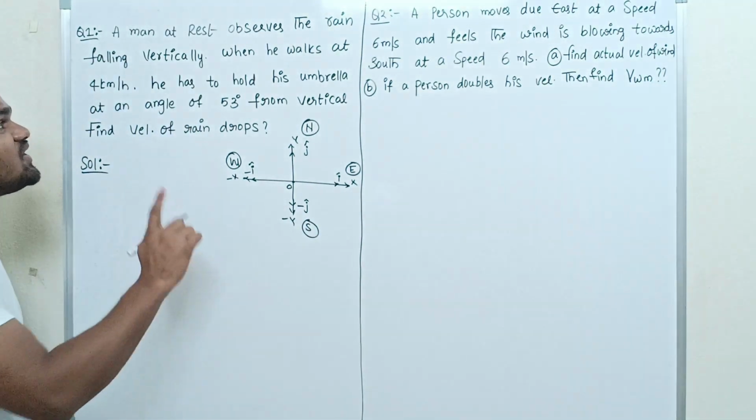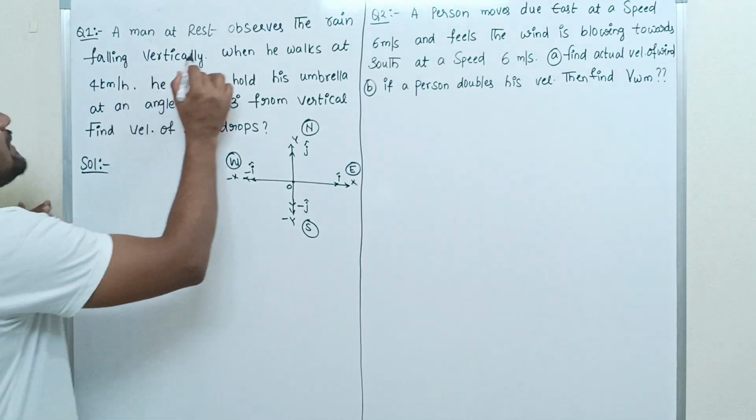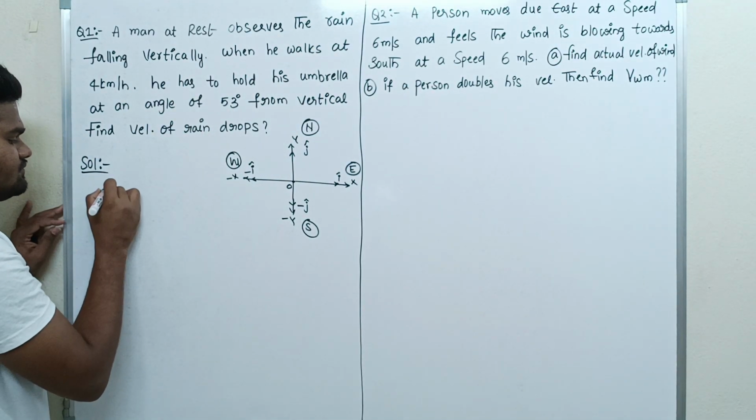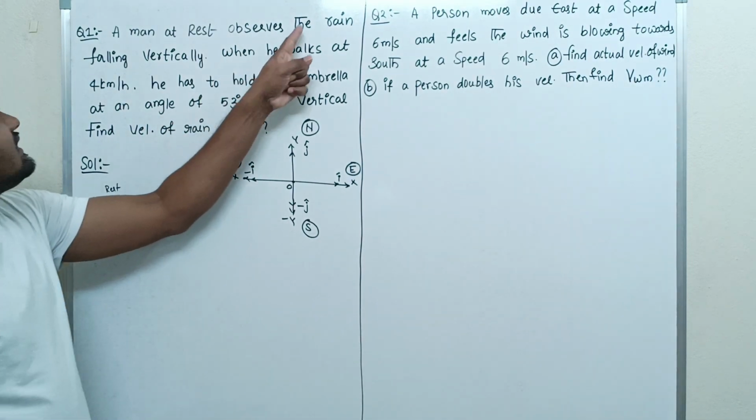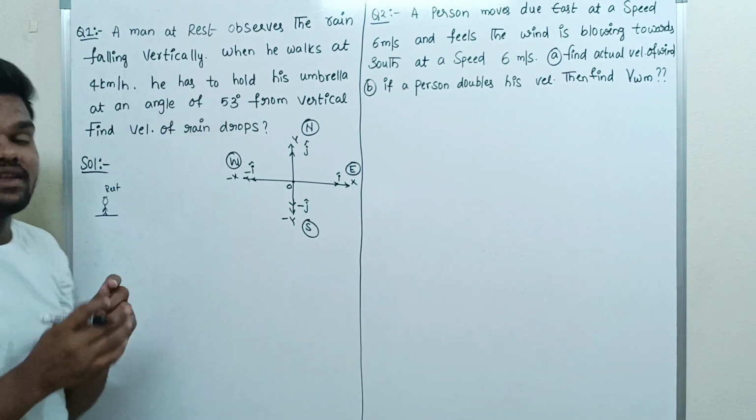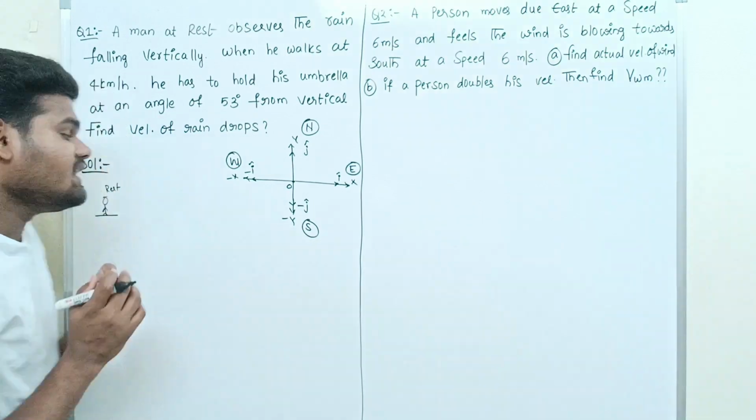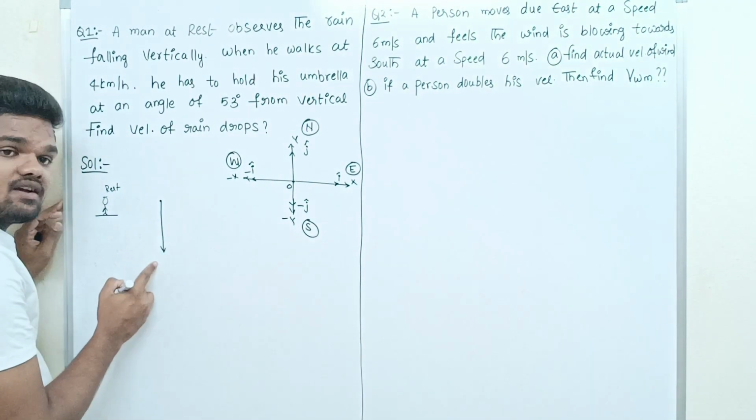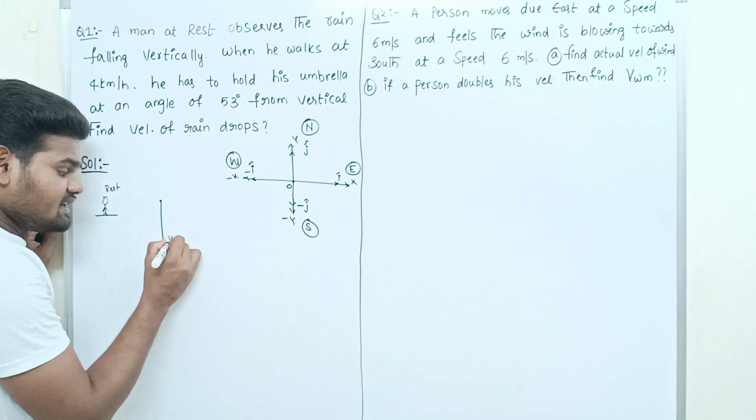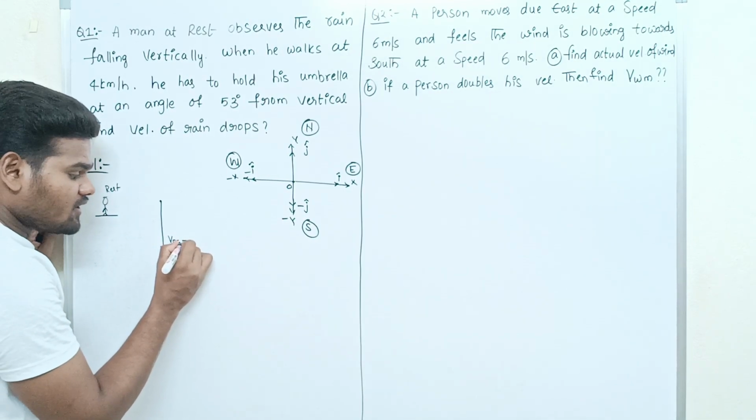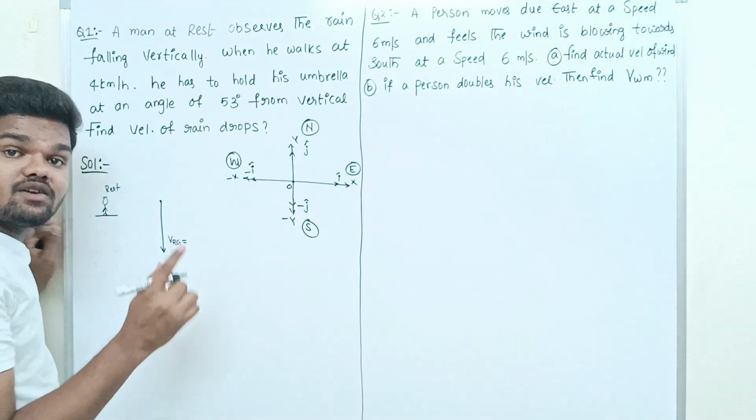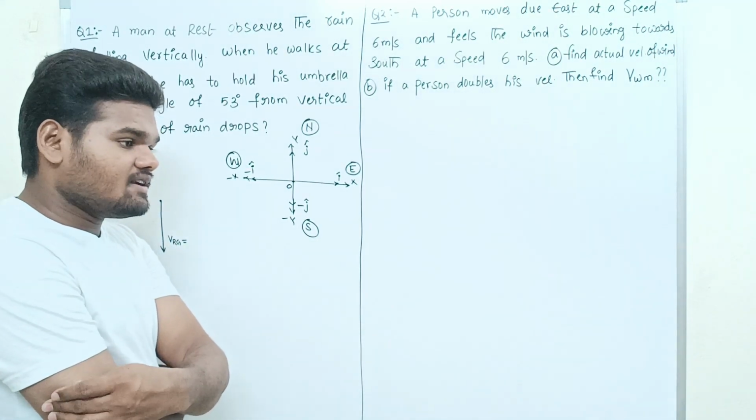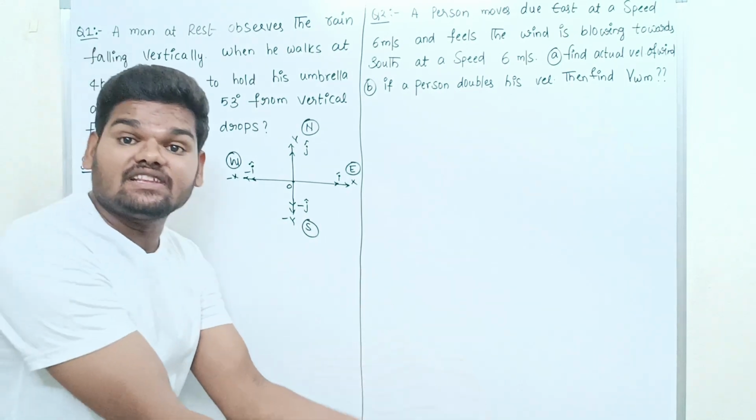Shall we do the solution for this question? Have a look. A man at rest. Initially, the man is at rest, the rain is falling vertically, and he is observing the rain. That means the rain is falling like this. So this is the velocity of rain with respect to ground. The observer observes the rain falling vertically downwards towards the ground, with respect to ground.